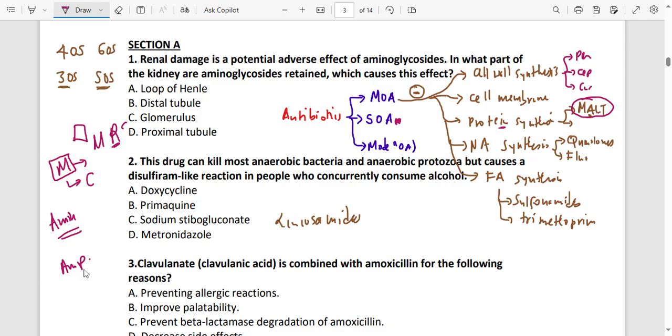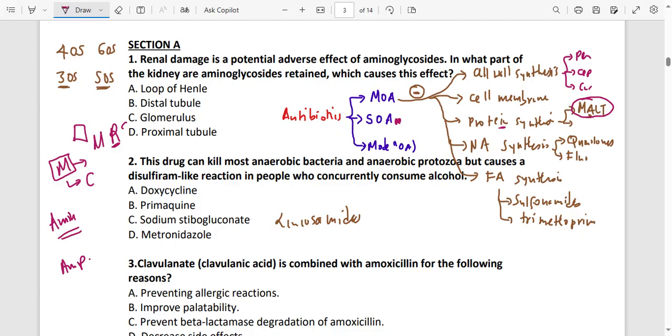So how are you going to remember ampicillin and amoxicillin? Anyway, remember ampicillin, don't forget that diarrhea. And so those are the amino penicillins. I think that's enough on the penicillins.